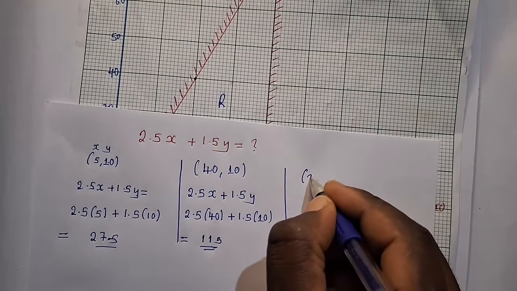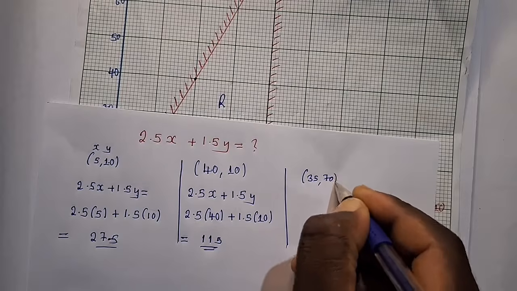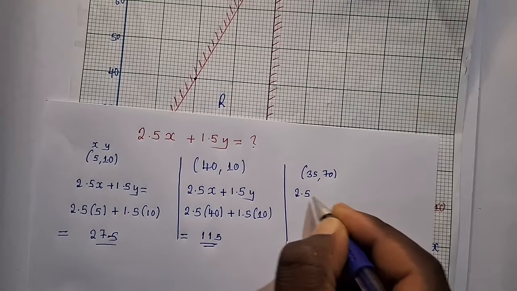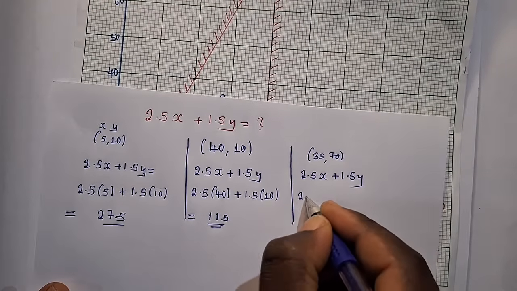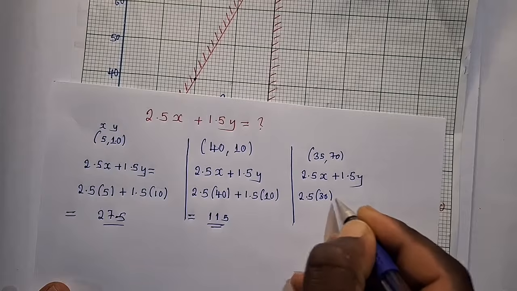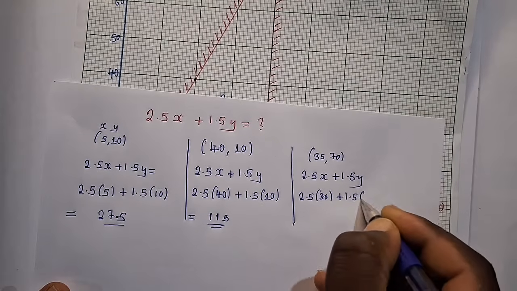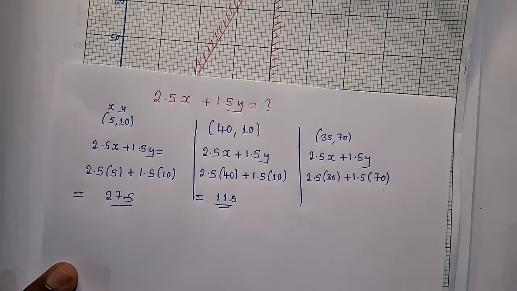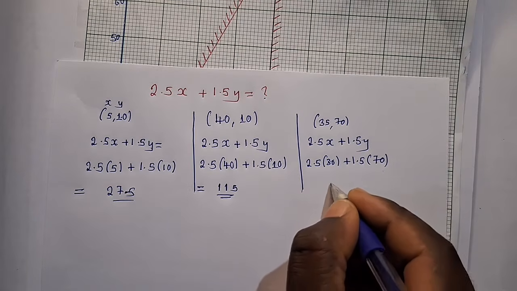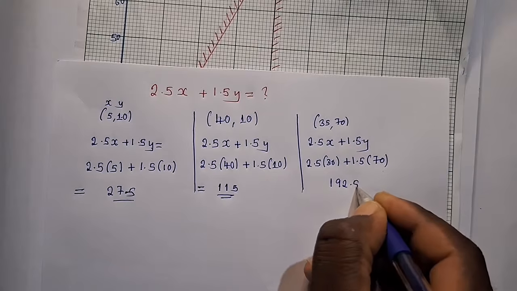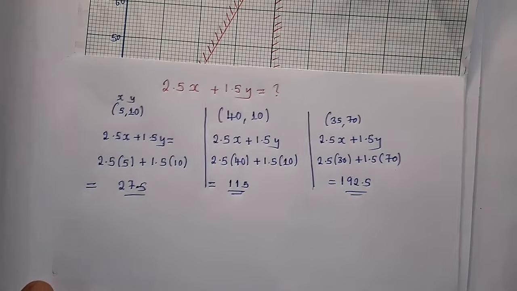I'll get the (35, 70), then 2.5x plus 1.5y. So 2.5(35) plus 1.5(70). And then do the calculations there. 2.5(35) plus 1.5(70) is giving us 192.5. Okay? And lastly, we go to (40, 70).